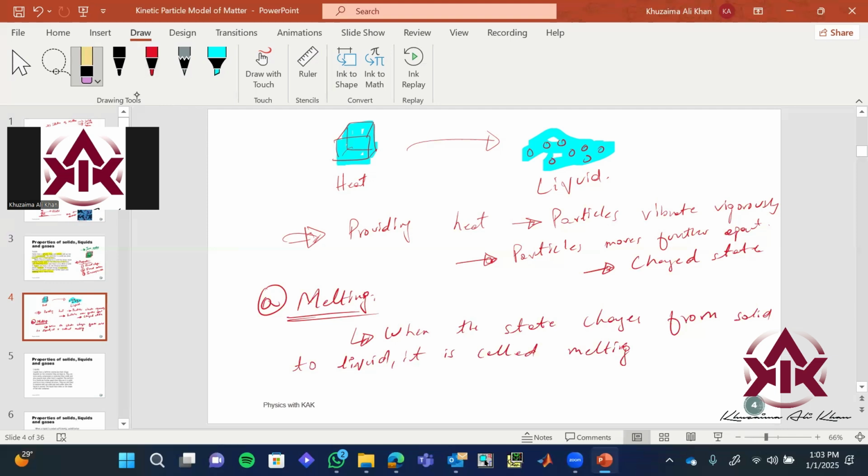Let me just fix my G. It's in a pretty messy style.